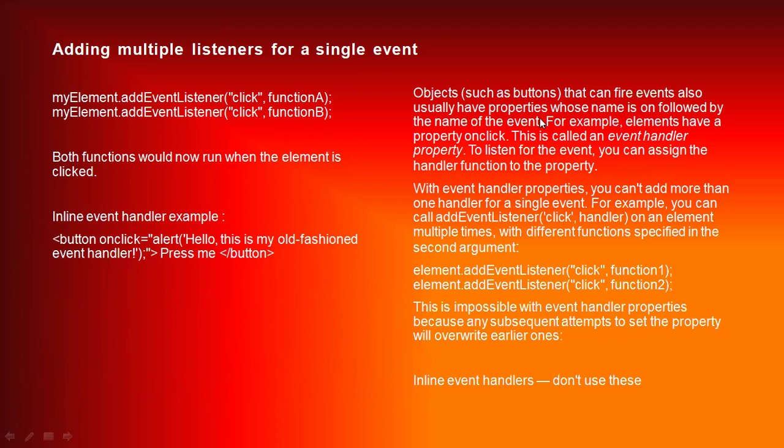So here, objects such as buttons that can fire events also usually have properties whose name is followed by the event name. What is exactly the onclick event you have, the onmousemove event you have, the onkeyup event you have, or the onkeydown event you have. So on is actually getting added there with every button. So whenever you go for events, you have initially onclick, onmousemove, ondblclick, like that you have the event names.